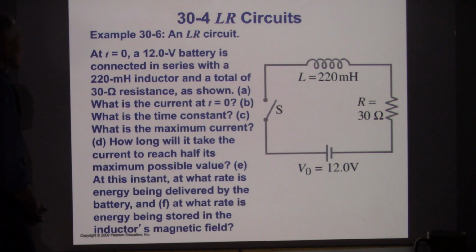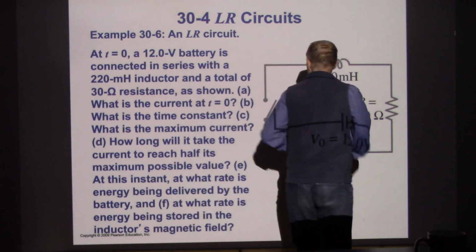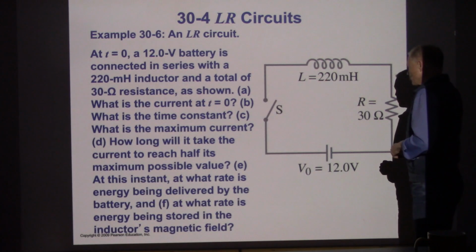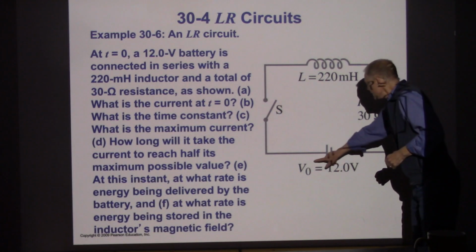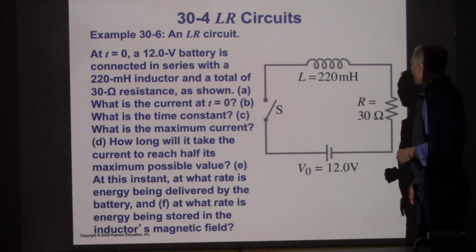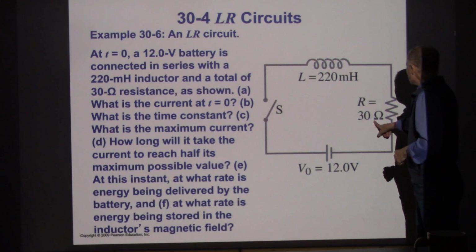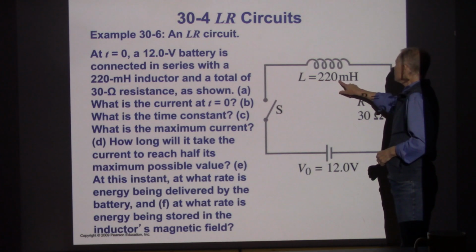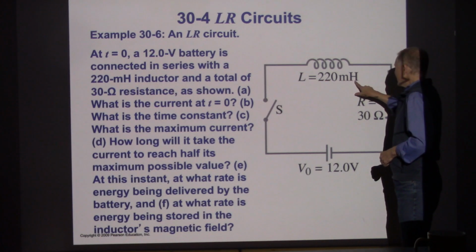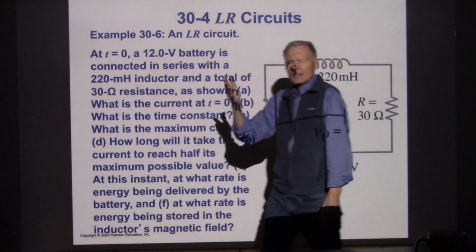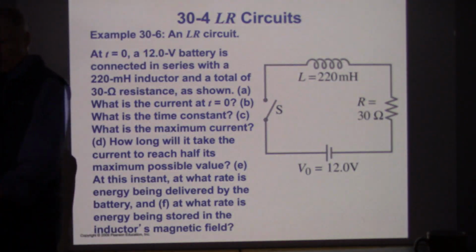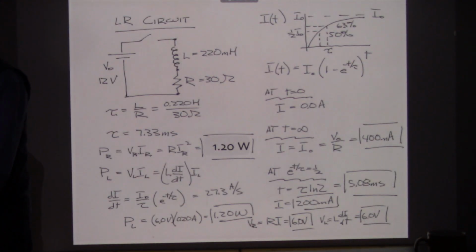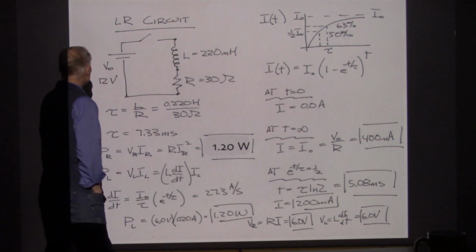So here's an example in any case. There's my switch. I do like that they use the symbol S for switch. That's interesting. So here's my battery. It's a 12-volt battery, and the resistance is 30 ohms. Now the inductance is 220 millihenries. And so we're seeing some numbers show up here with the inductance. And it just looks like back when we were solving for capacitors in RC circuits.